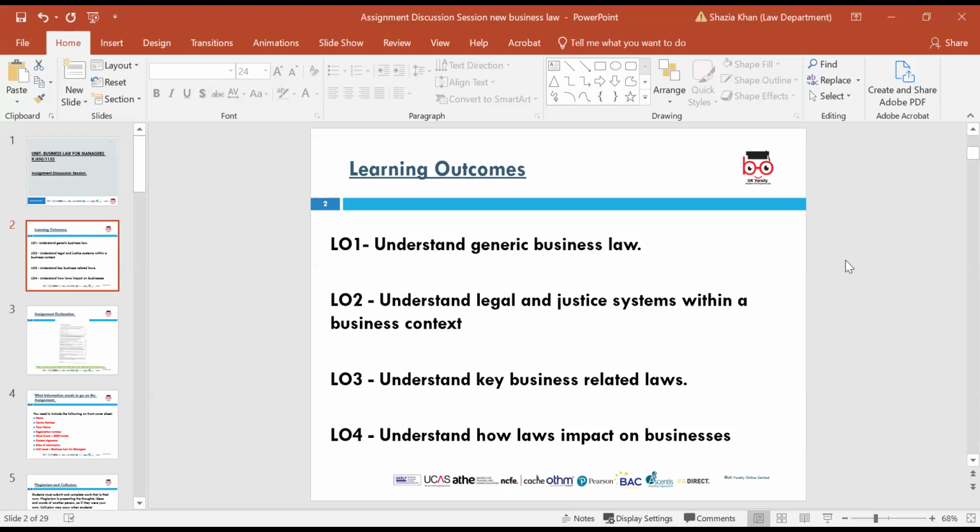So the impact of laws on businesses, and we looked at alternative dispute resolution, we looked at elements of the court system, we looked at how it could impact on businesses, and what the implications of that are. So those are the learning outcomes, again, just briefly gone through them.